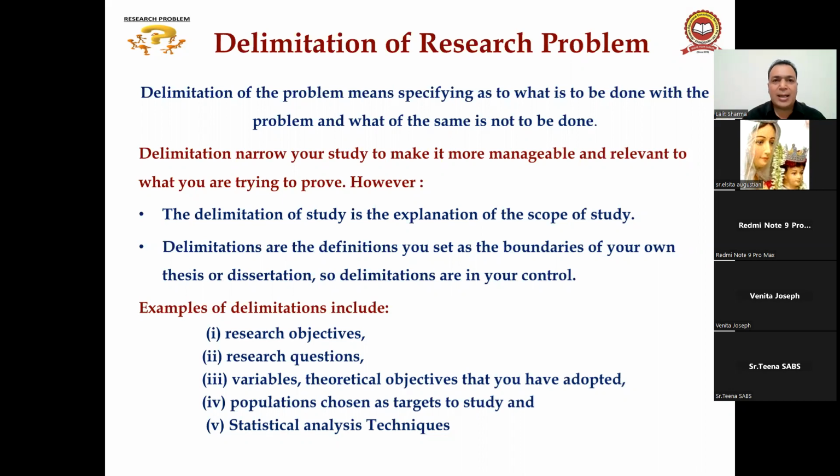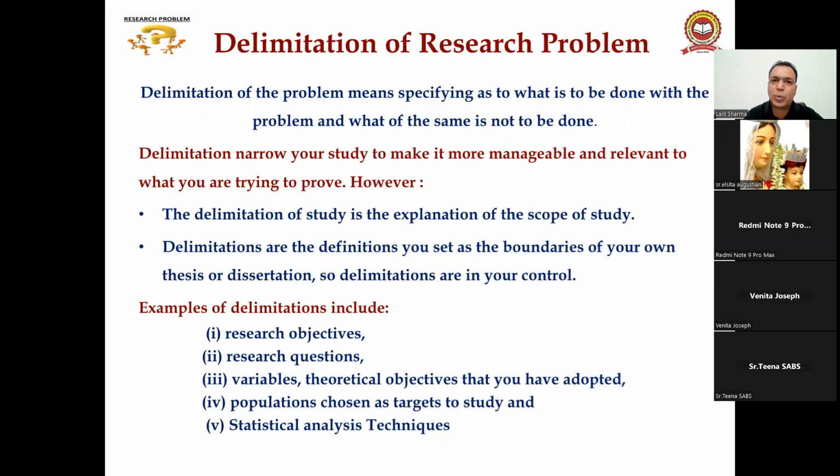Here we understand the clear meaning of delimitation of a research problem. Delimitation of the problem means specifying what is to be done with the problem and what is not to be done with the problem. Got it? Sometimes, research scholars, you are the research scholars, you are doing the MEd, you are doing the PhD. PhD is the highest level of qualification on this planet, guys, right? So you are the scholars.